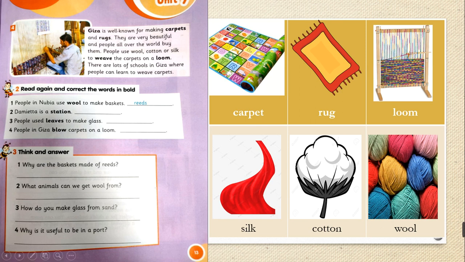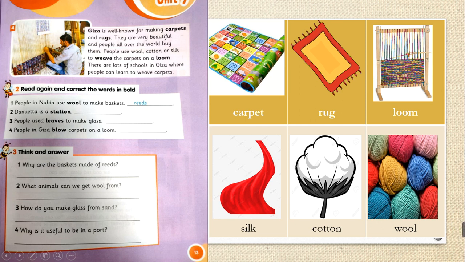So Giza is well known for making excellent carpets and rugs. Okay. People use wool and cotton and silk for what? Excellent. To weave the carpets. On what? On the loom. So we use silk, cotton, wool to weave the carpets on the loom.